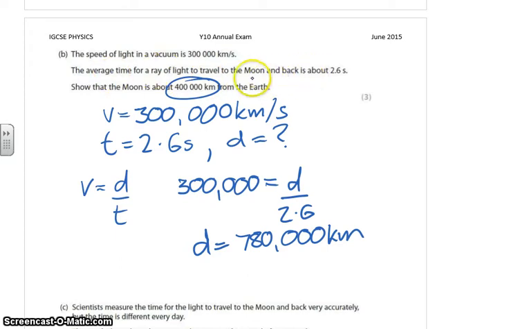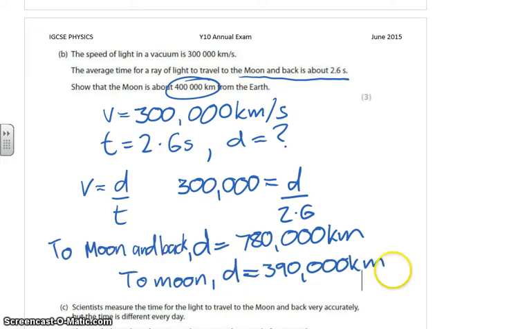Well, the time is to go to the moon and back. So what I've done, I've worked out the distance to the moon and back. So to find the distance just from the Earth, I've got to take this and divide by 2. So there we go. To the moon and back is that far. Just to the moon is 390,000 kilometers, which is approximately equal to their answer, which was 400,000 kilometers.